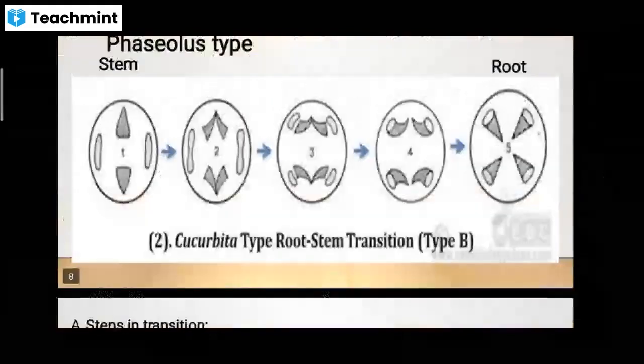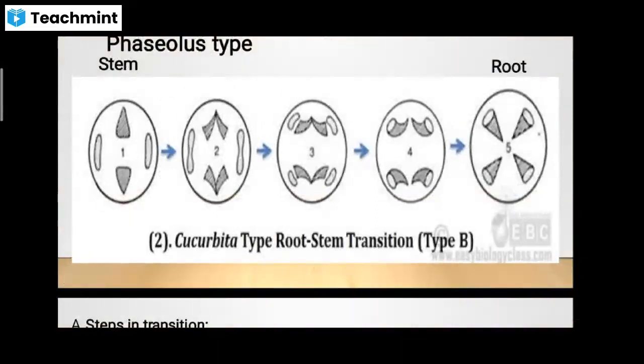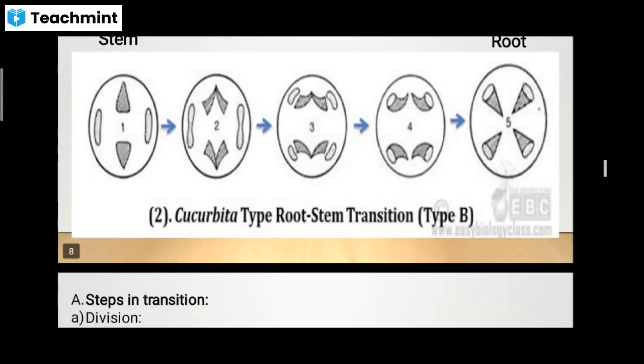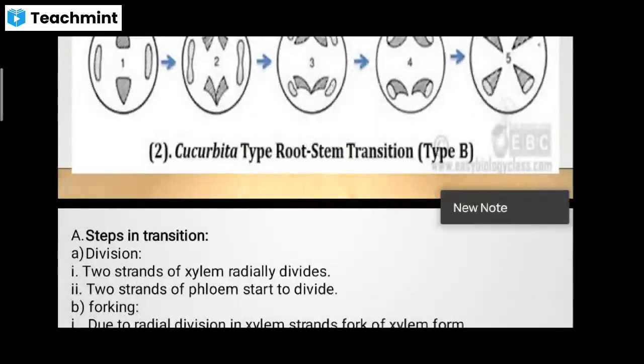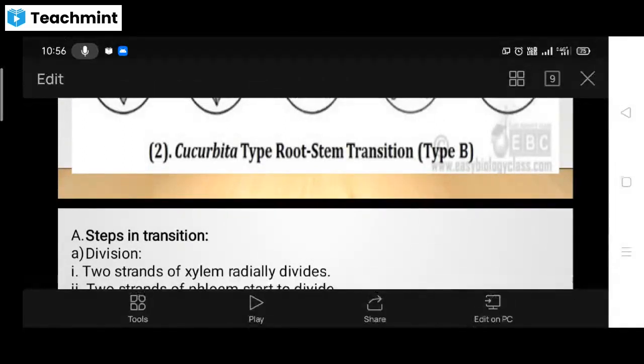These three types are present in the dicotyledonous plant, and the remaining last one, type D, is present in the monocot type of plant. So in dicot plants, we observe three different types of root stem transition that we have discussed with you, and the remaining one is only found in monocot plants. That part we will discuss in the next lecture. Have all of you understood these types of the transition?